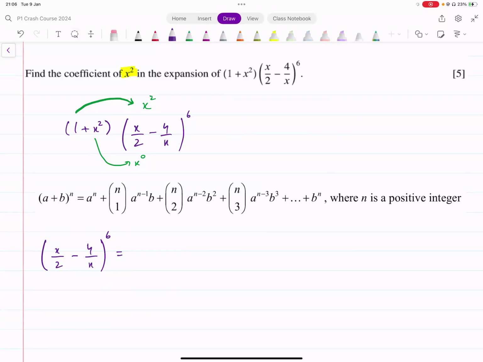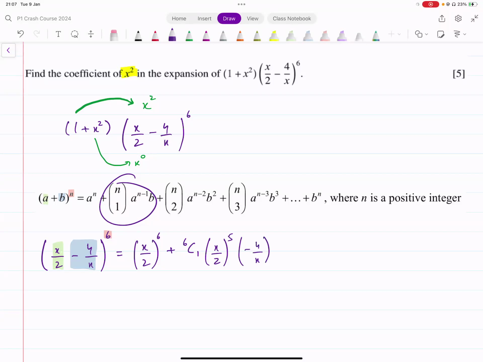Okay, a raised to power n. That means x over 2 whole raised to power 6. Remember, this is a. B is minus 4 over x. Do not forget the minus sign there. And then n is 6. Okay, we're just inputting values in the formula. X over 2 whole raised to power 6 plus 6c1, we're looking at this one now, into a raised to power n minus 1. That means x over 2 whole raised to power 5 into b, which is minus 4 over x.